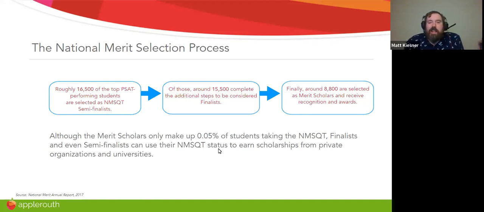So not a lot of students are going to get to that final scholarship, and only a little less than 9,000 per year are going to receive the recognition of the awards. So it is very much a selective group.